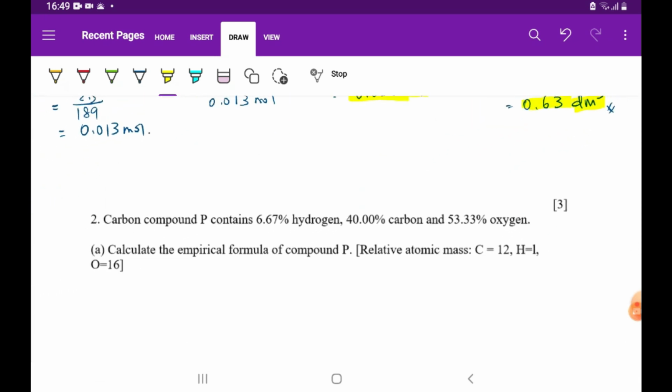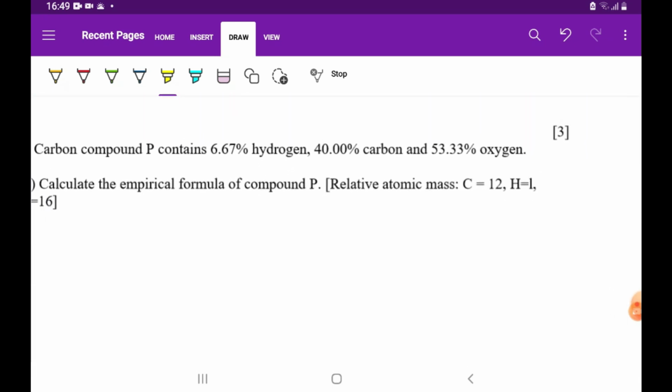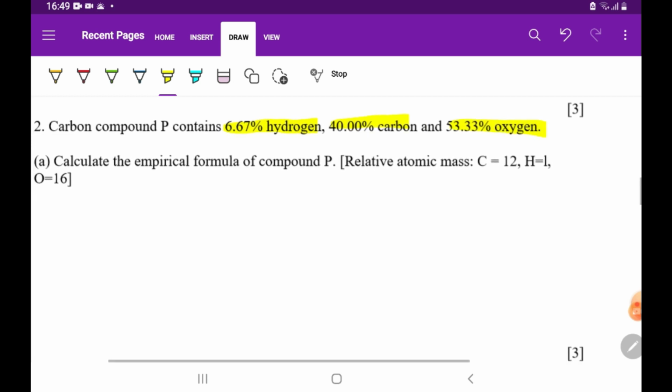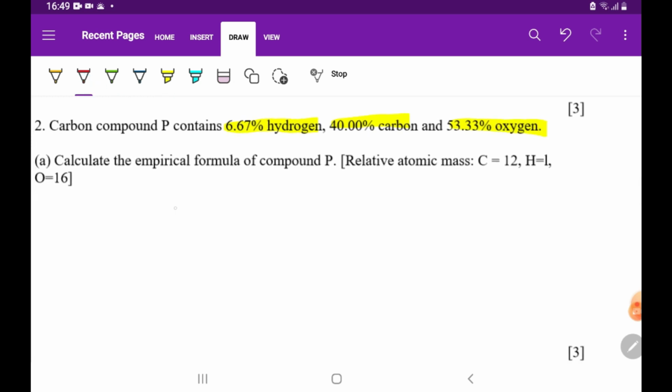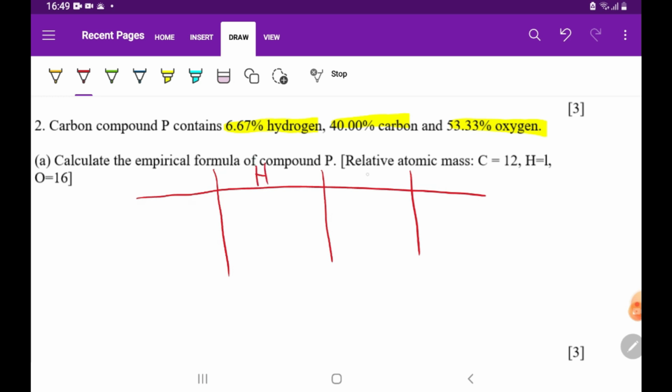0.63. Okay, next, you are given P, hydrogen, carbon, and oxygen. Okay, so calculate the empirical formula. So for this one, make yourself easier. Okay, so first we put in hydrogen, carbon and oxygen. Okay, so mass in gram, directly change to gram: 6.67, this one is 40, this one is 53.33.